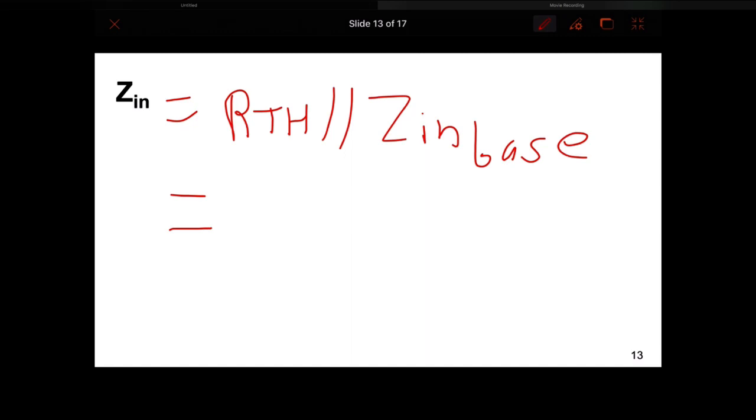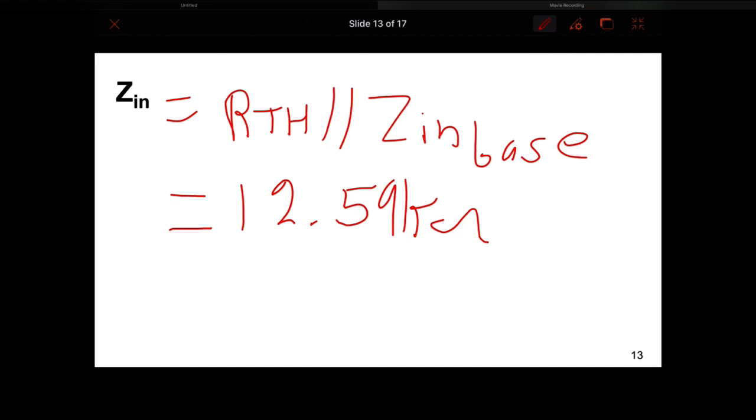Equals the RTH was somewhere around 16K, so 1 divided by 16.67K, in parallel with Z in base, 51.52. This is the input impedance looking into the amplifier, 12.59 k ohms, and that's the number we're going to go with.